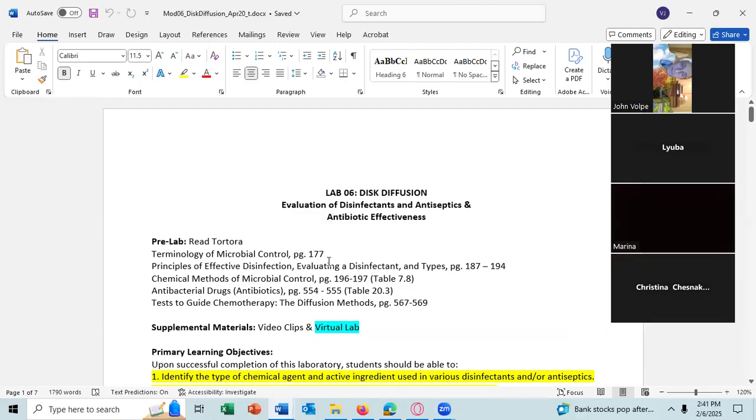You need to read page 177 on the terminology of biological control. Read about the principles of effective disinfection, evaluation, and disinfectant and different types, page 187 to 194. Read about the chemical methods of microbial control, page 196 and 197, so about a page. And read about antibacterial drugs, meaning antibiotics. That's also only a page, 154 to 155. And look at table 20.3. And then read about the tests to guide chemotherapy, the diffusion method, page 567 to 569. There are some video clips we're going to be working with in this lab, and we have a virtual lab in this lab. Any question about any of that?